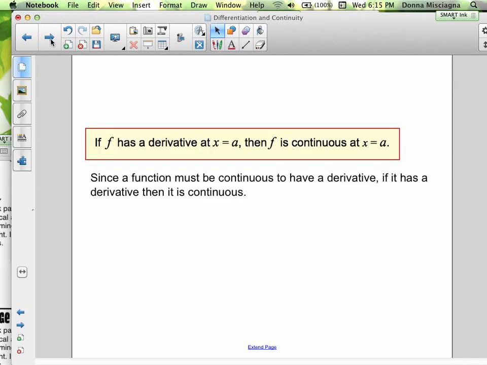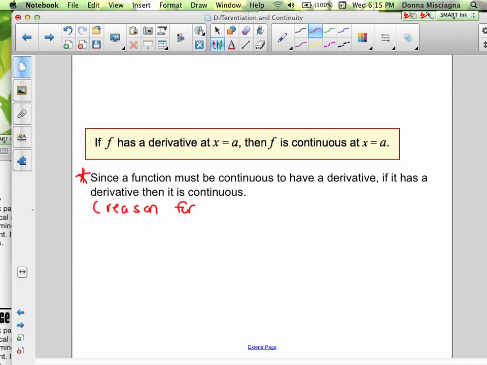So if f has a derivative at x equals a, then f is continuous at x equals a. Since a function must be continuous to have a derivative, if it has a derivative, then it is continuous. Let's put a star next to that. This would be a great reason on an FRQ to state that a function is continuous if you're told that it's differentiable. A lot of times in an FRQ, it might say a twice differentiable function, blah blah blah, and it's just a tiny little word in there. If you catch that, hey, it's a differentiable function, then you know it has to be continuous. So you can use this as a reason for continuity. Sometimes students miss that. Now, I don't want you to miss that.